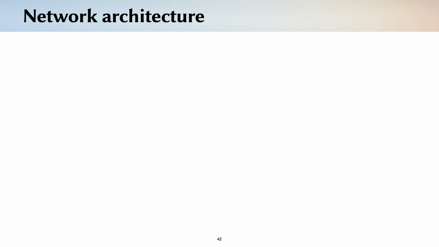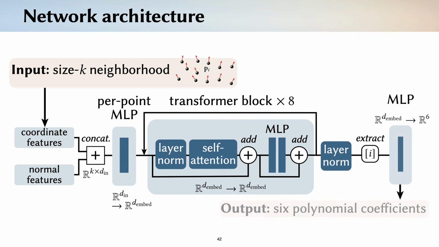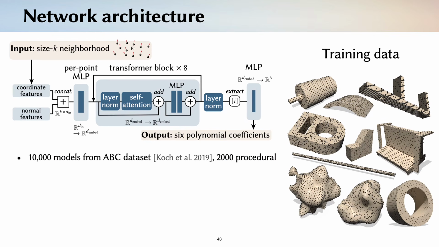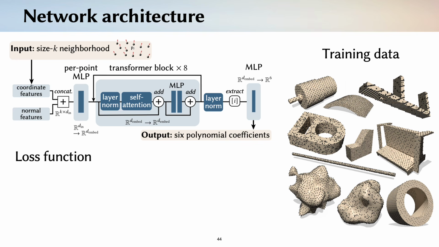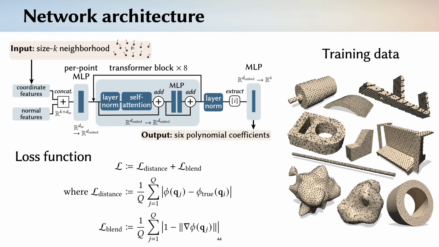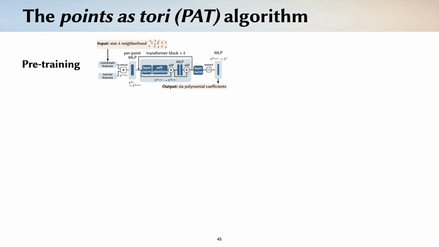To that end, we use a small transformer-based neural network that takes in a point and its k nearest neighbors and outputs the 6 coefficients needed to fit a torus. To train this network, we use CAD models and procedurally generated shapes and sample them into point clouds for a total of about 40 million training examples. As our loss function, we simply penalize the difference between the predicted and true signed distance values and encourage smooth blending. In total, pre-training took about 45 hours on a single GPU.